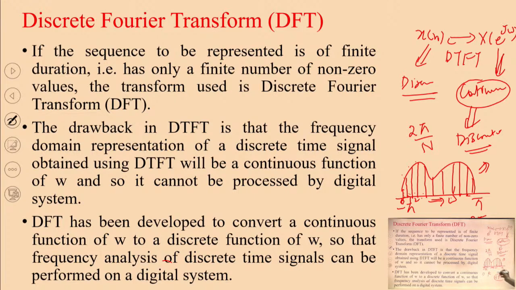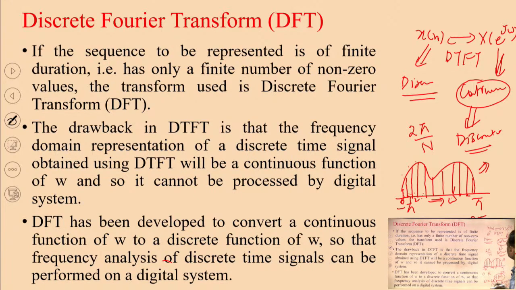By this k we are reading these points. So omega will be equal to 2 pi by N times k, where k varies from 0 to N minus 1. We will get these points when we use this expression.